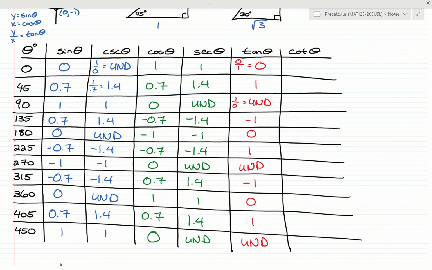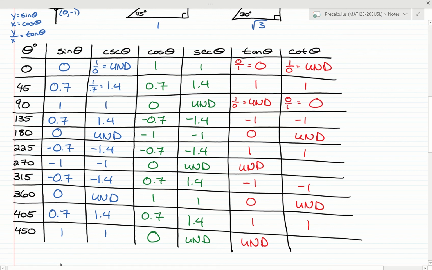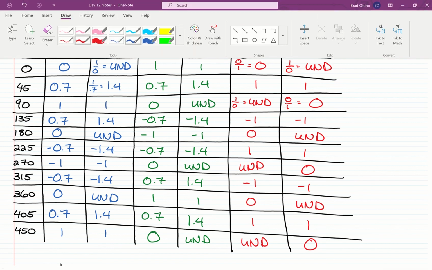Cotangent, we're going to take the reciprocal of tangent. So cotangent of 0 would be 1 over 0, or undefined. Notice that whenever tangent is 0, cotangent would be undefined. The reciprocal of 1 is just 1. And then we have undefined for tangent, which was 1 over 0, so the reciprocal would be 0 over 1. So anytime we see tangent is undefined, cotangent would be 0. So now we have our table complete. So let's go and plot these points and see what the graphs look like.